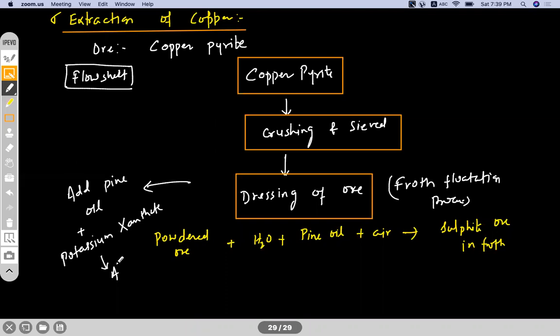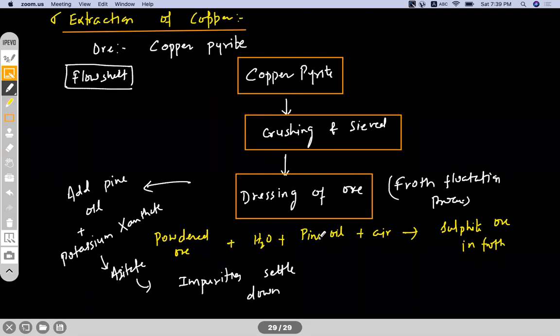Or we agitate, you can say, or we can rotate the paddle, in which there is a blade, so that we can mix the entire mixture properly. So we'll agitate it, right? When you agitate it, whatever impurities can settle down, not all obviously, the impurities will settle down, and then we can filter out the froth from the top, which contains the mineral, the ore that you have. Correct? Copy this down.